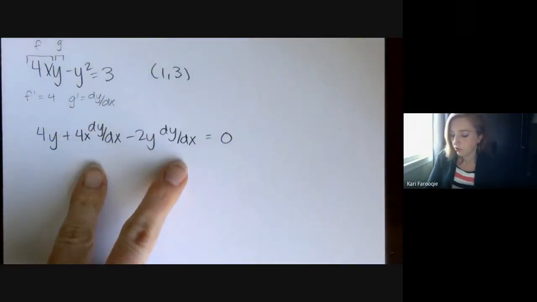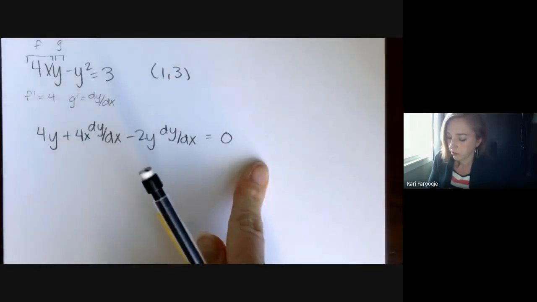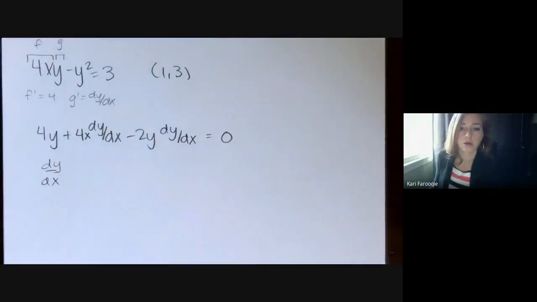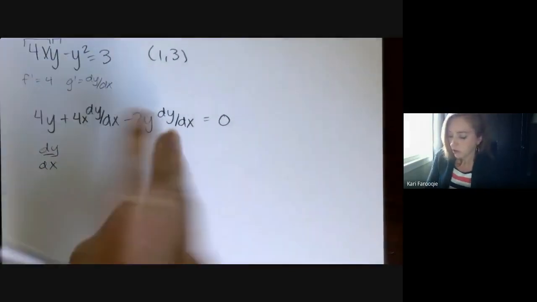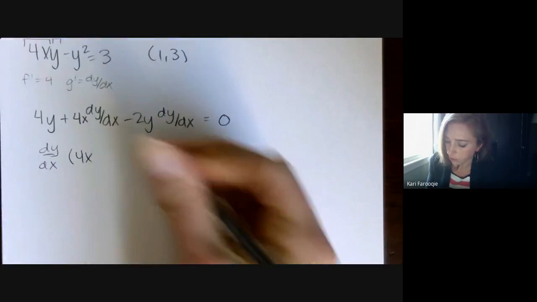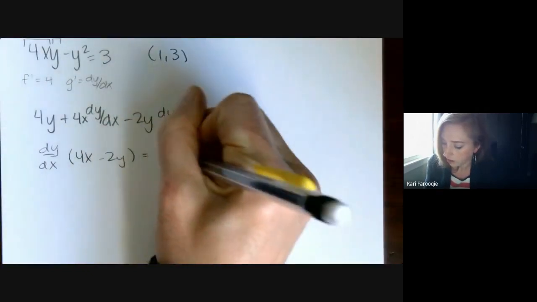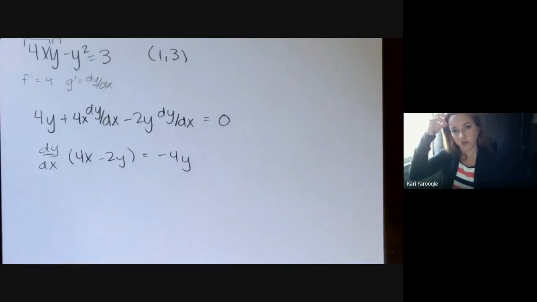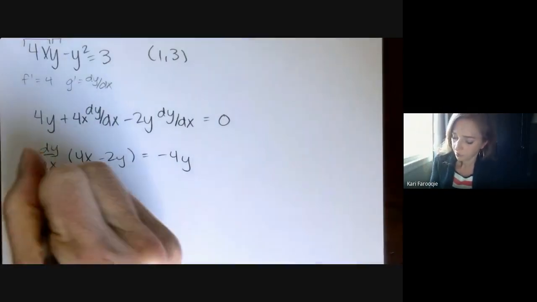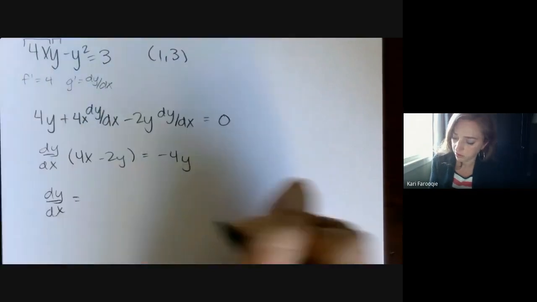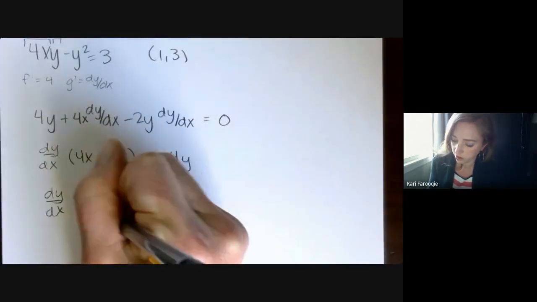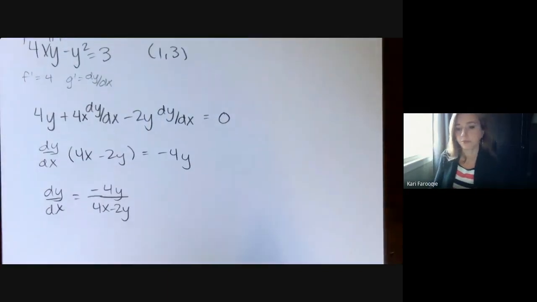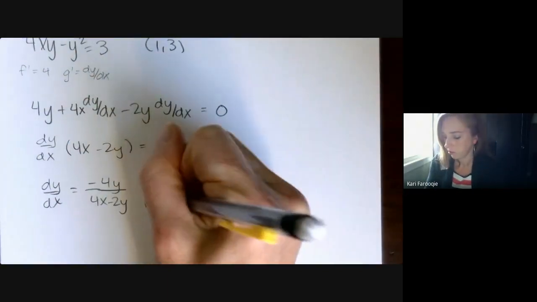I'm going to leave my dy dx's over here and move the constant over. So if I'm leaving the dy dx's here, that means I have 4x minus 2y, and I'm moving the 4y over to the other side. Change the side, change the sign. And then you get dy dx is negative 4y divided by 4x minus 2y. And you will evaluate that at the point (1, 3).